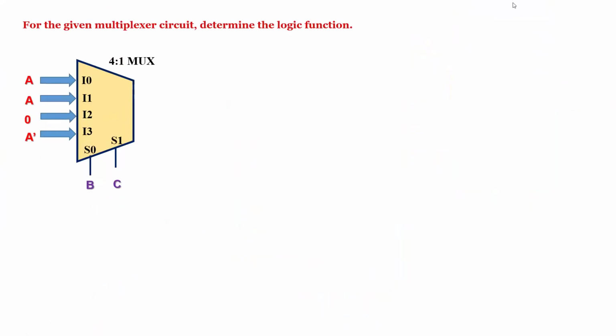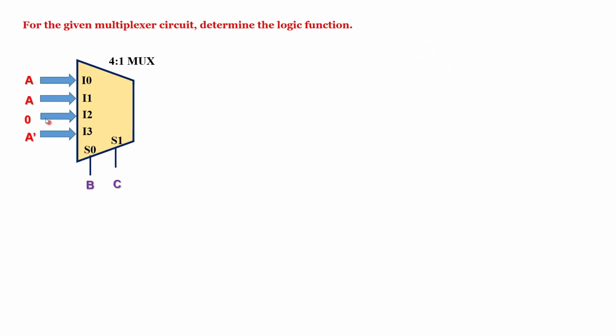Okay, so now you are given another logic where it is said, for the given multiplexer circuit, determine the logic function. So what we see here is a 4 is to 1 mux. There are four input data lines, I0 to I3, and two select lines, S1, S0, S1 being the most significant bit and S0 the least significant bit.